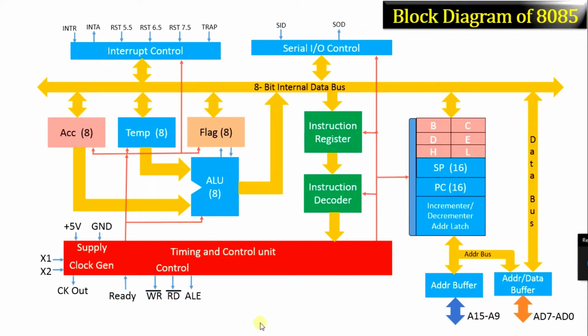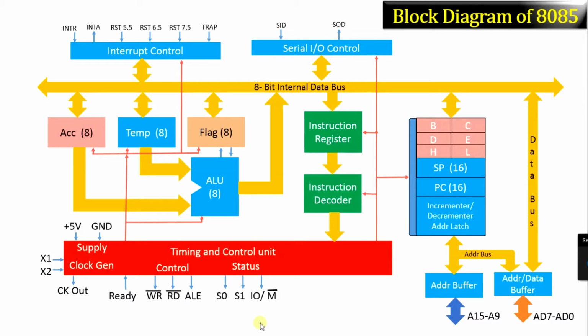Now it has one READY signal so that those devices whose operating speed is lower than this IC can communicate and synchronize with this IC. So for that one READY signal is here. Other status signals are S0, S1 and IO / M bar. These signals are status signals.